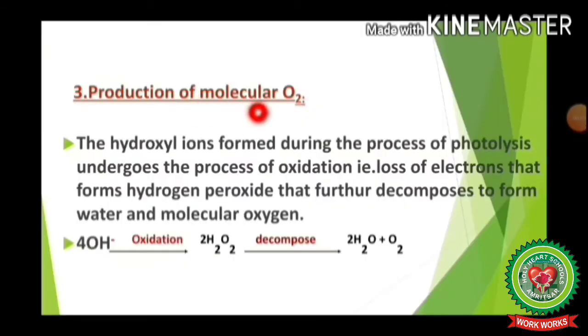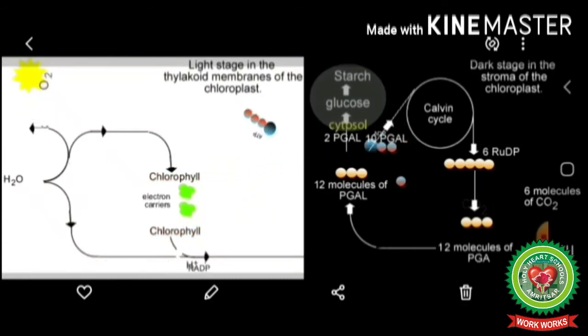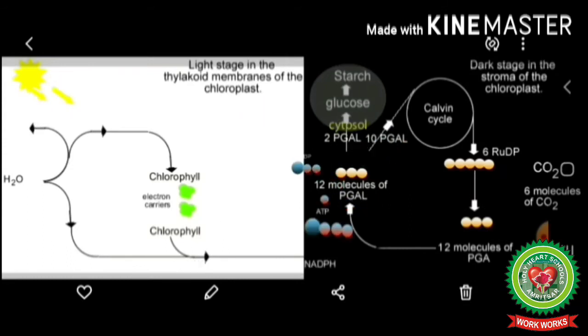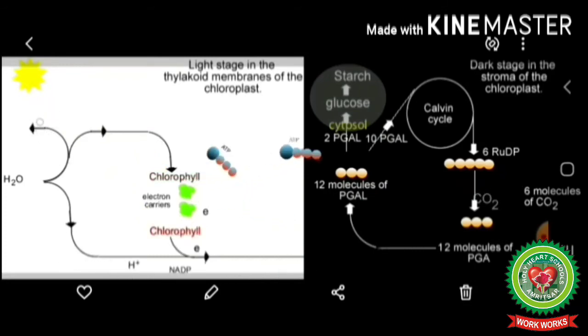Third step is production of molecular oxygen. The hydroxyl ions formed during the process of photolysis undergo the process of oxidation, that is loss of electrons, that forms hydrogen peroxide that further decomposes to form water and molecular oxygen.